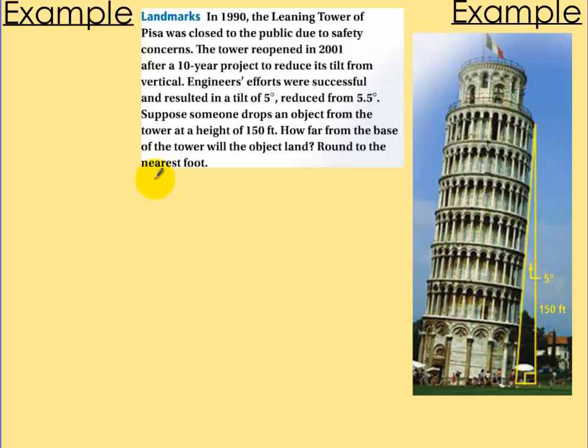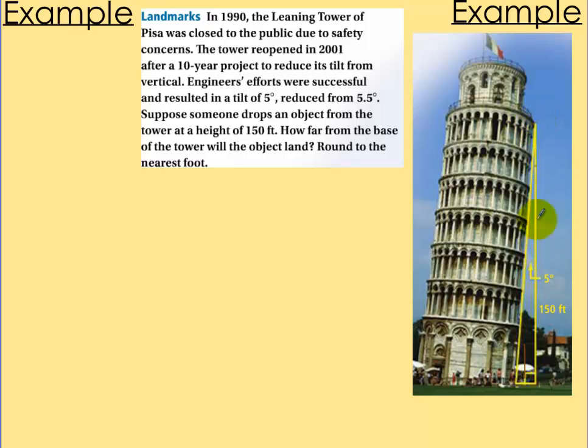Okay, real world example. The Leaning Tower of Pisa was closed to the public due to safety. It opened after a 10-year effort. Engineers' efforts were successful, and the tilt was reduced from 5.5 degrees to 5 degrees, so 5 degrees right here. Suppose someone drops an object from the tower at a height of 150 feet. So this is 150 feet. How far from the base of the tower will the object land? Round to the nearest foot.